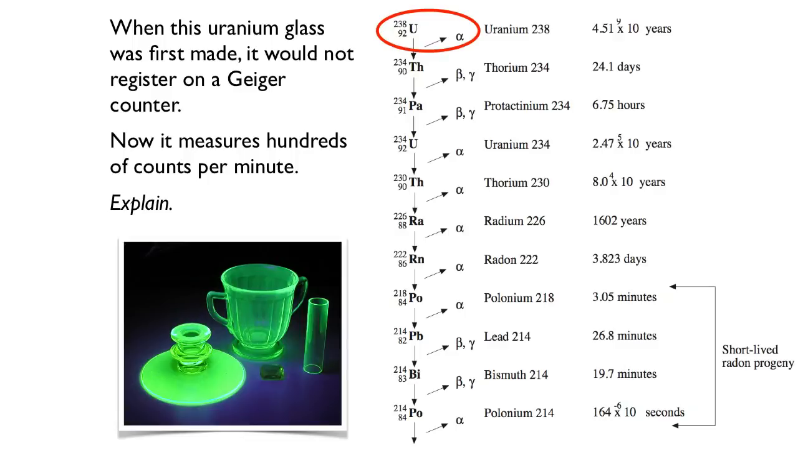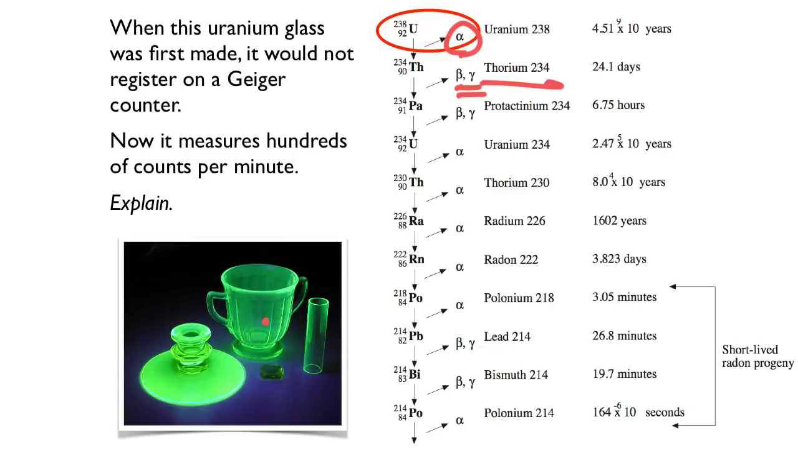Well, there's two factors at work, and one factor is this. Uranium's an alpha emitter. Alpha particles aren't very penetrating. The alpha particles won't make it out of the glass. But it decays into thorium-234, which has a very short half-life, and that emits beta and gamma particles. They will make it out of the glass.